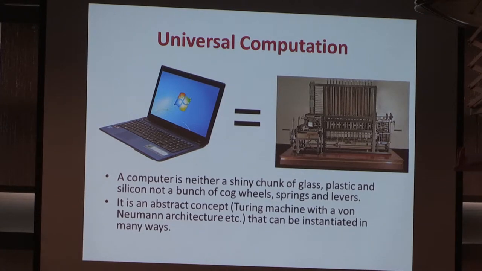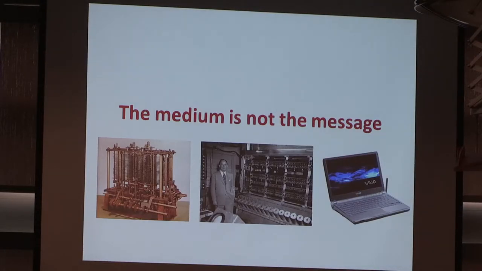A computer is not this, and a computer is not this. It's an abstract concept. It's a Turing machine with a von Neumann architecture, and it can be instantiated in many ways. It can be instantiated in the world of cogwheels and springs, of vacuum tubes, relays, and electrical switches, and in the world of silicon chips. So it is the abstraction that is what a computer is, not the platform on which it is realized. In other words, the medium is not the message. All of these different types of computer, the Babbage machine, the modern laptop, von Neumann's early computer at the Institute for Advanced Study in Princeton, they're all the same thing, but the medium is not the message.